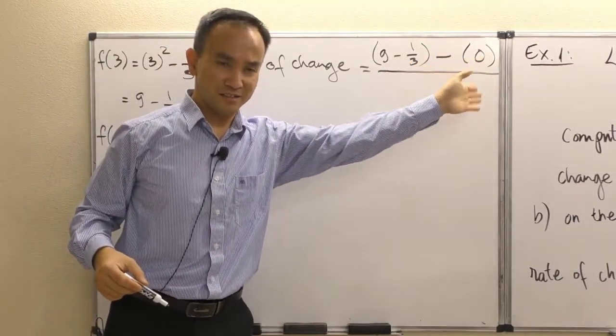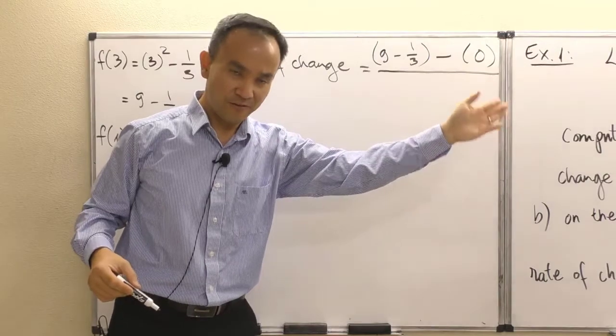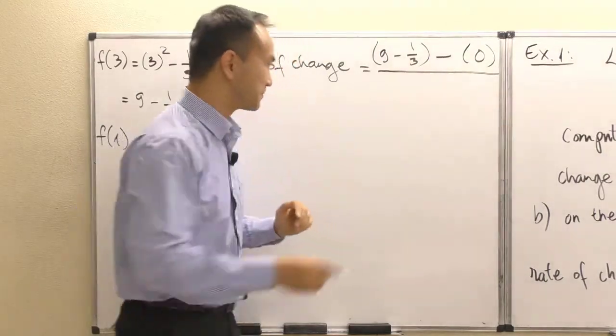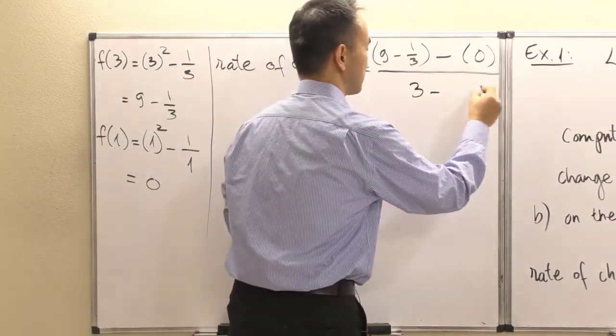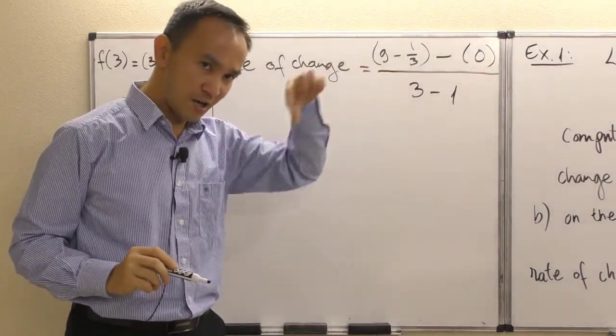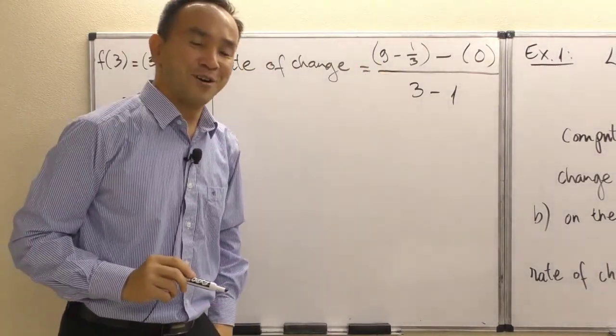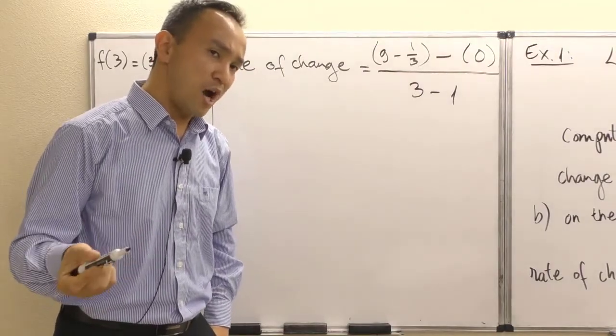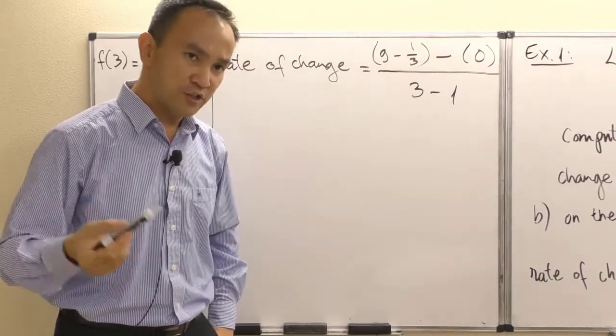Okay, and then x2 minus x1, final x minus initial x, 3 minus 1 in the denominator. So it's always a delta y over a delta x. Okay, so the rule has always been delta y over delta x, or changing y over changing x.